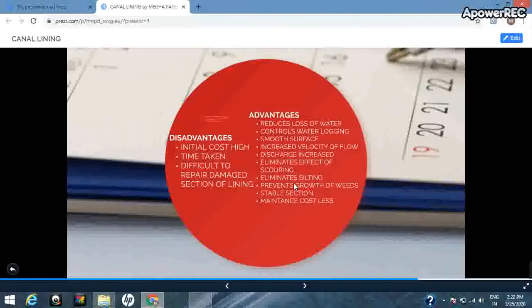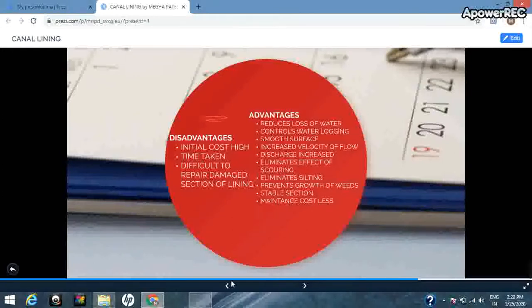We have discussed earlier, it provides a smooth surface. By providing canal lining, as you can see, why we provide a wearing surface on the pavement: to provide a smooth riding surface. Like in this also, for the flow of water through the canal, we require a smooth surface. The smooth surface would increase the velocity of flow. The increased velocity of flow would increase the discharge.